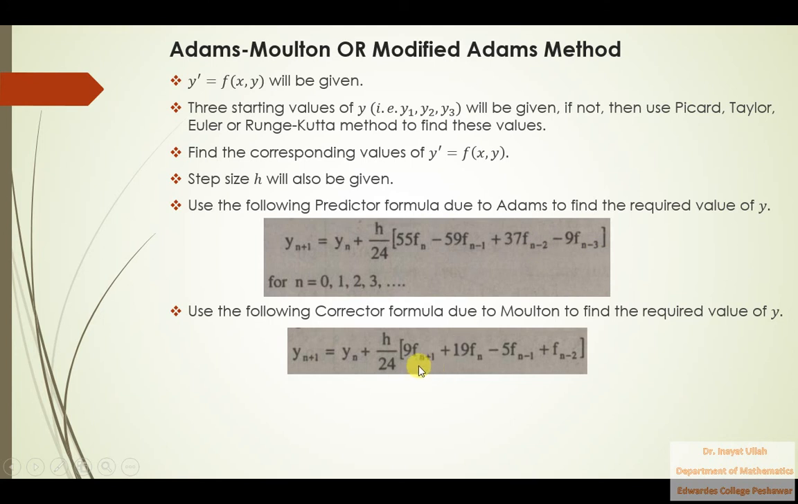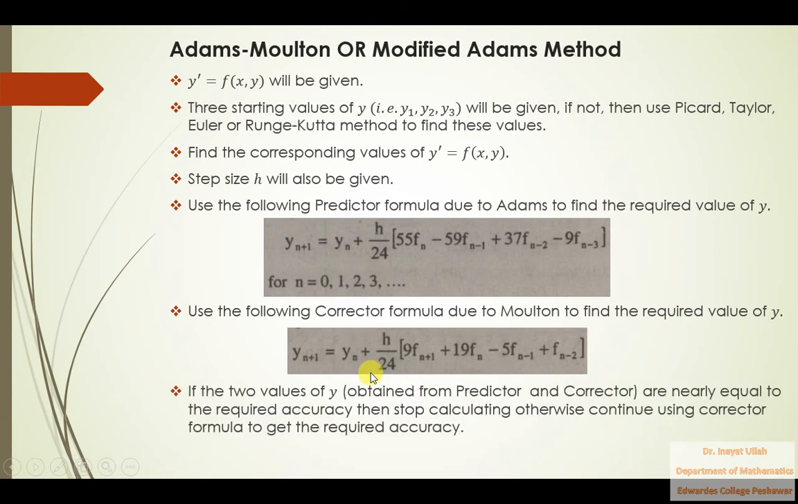And here the same thing, 1 will be decreased from these suffixes. The predictor starts from f(n), and this one starts from f(n+1). Then f(n), then f(n-1), then f(n-2). And these coefficients are different as well. y(n) and h by 24 are the same in these two formulas. Now we need to calculate the values of y from these two formulas, predictor and corrector. If the two values of y are equal to the desired accuracy, then we will stop the calculation. Otherwise, we will continue using the corrector formula.